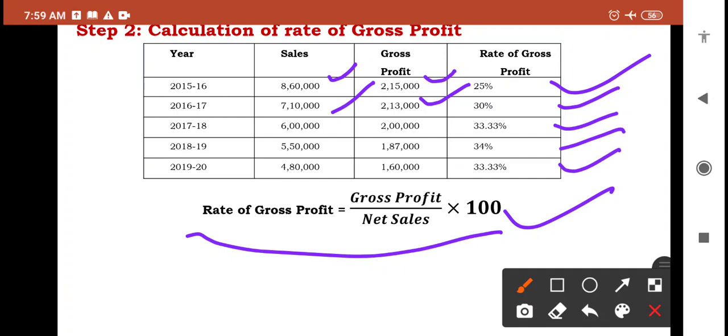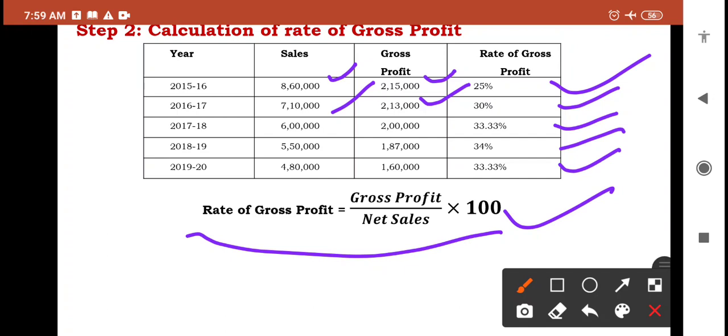Now the situation is that we have calculated the past 5 years' rate of gross profit. Then we need to go with the preparation of the memorandum of trading account. We can't calculate gross profit based on all 5 rates, we can't apply all 5 different rates of gross profit.